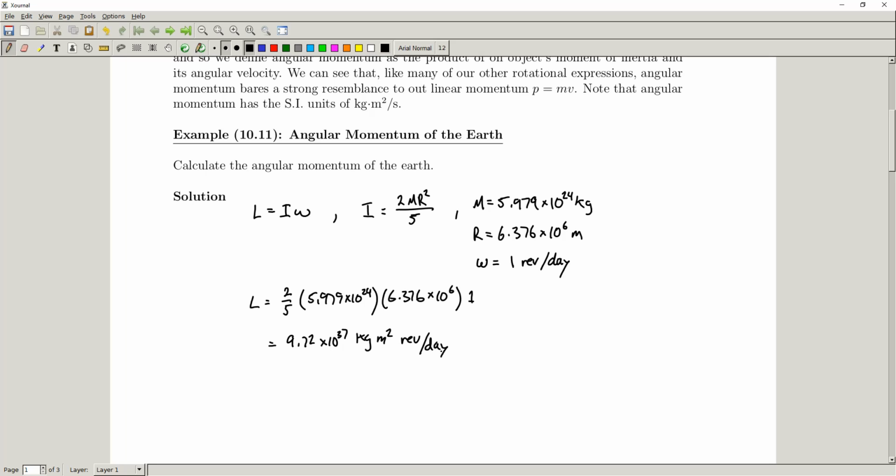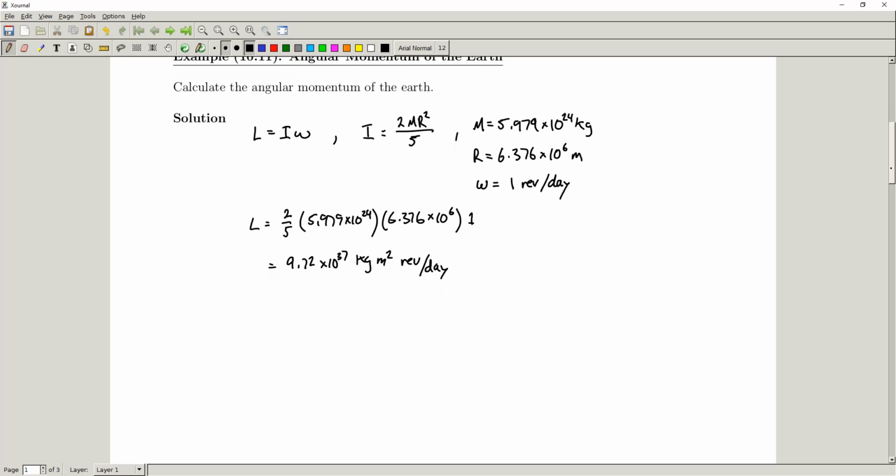But we don't want revolutions per day, so what we need to do is multiply by 2 pi radians per revolution, and then divide by how many seconds per day there are.